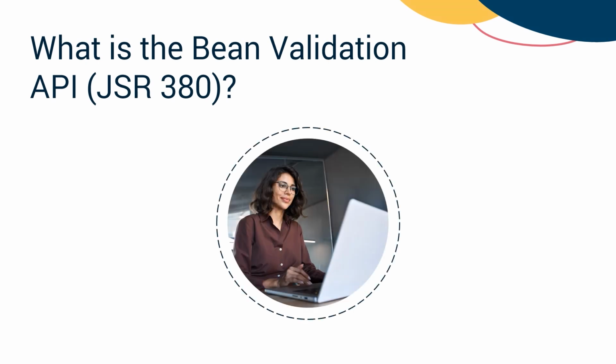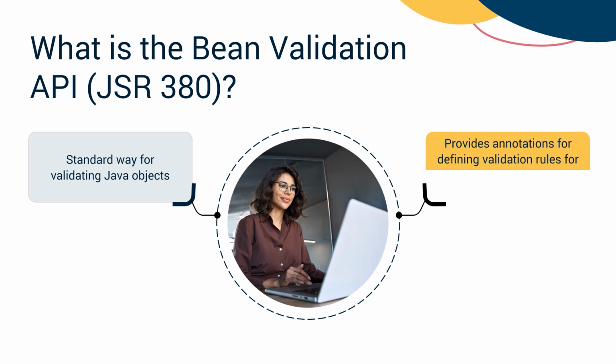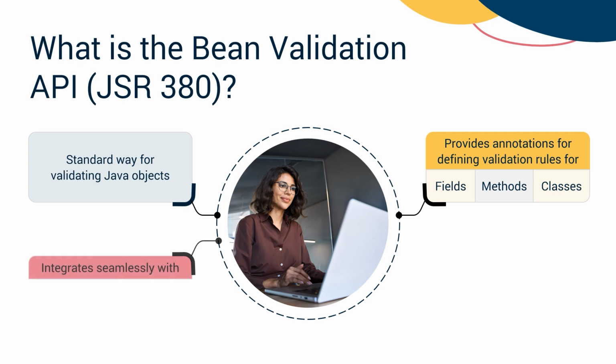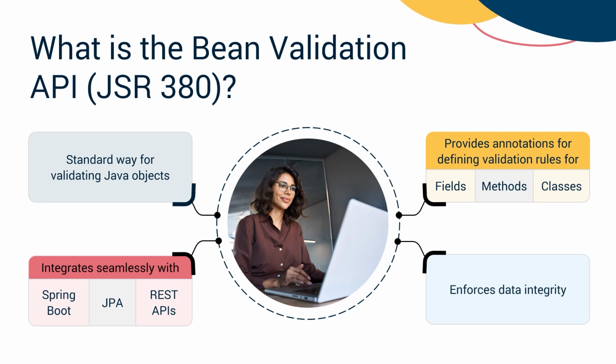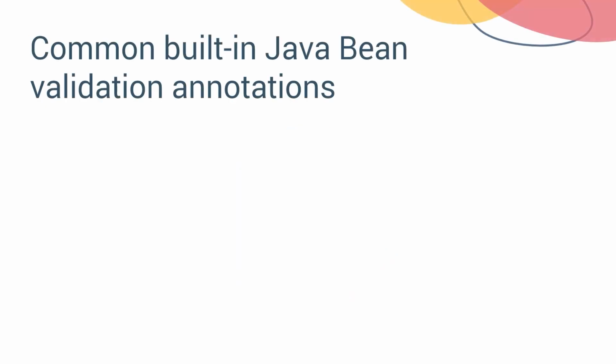The Bean Validation API, JSR 380, defines a standard way for validating Java objects. It provides annotations for defining validation rules for Java application fields, methods, or classes. It integrates seamlessly with frameworks such as Spring Boot, JPA, and REST APIs to enforce data integrity. Let's explore some common built-in Java Bean validation annotations and their use cases.